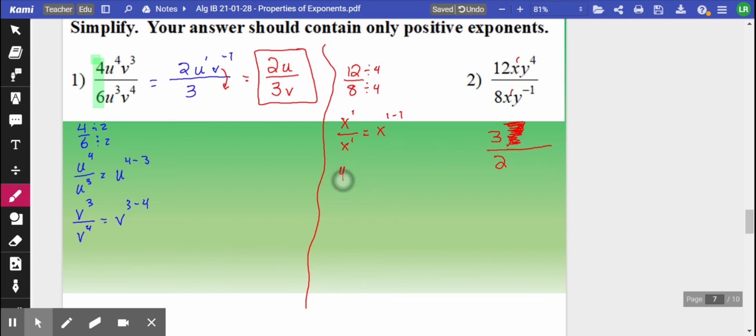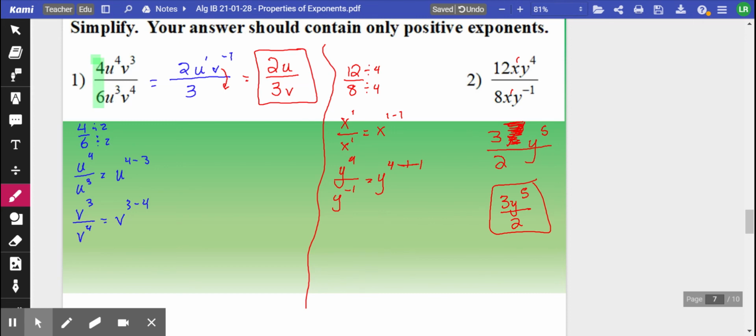The y's, I have y to the 4th divided by y to the negative 1. Now, here's where you got to be really careful. This is 4 minus a negative 1. Minus a negative turns into plus. That's going to be y to the 5th. So my final answer, when I clean this up, I would have 3 y to the 5th over 2. Okay, and that's the division property.